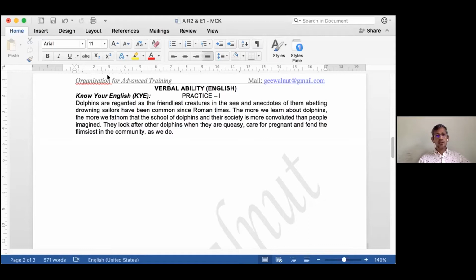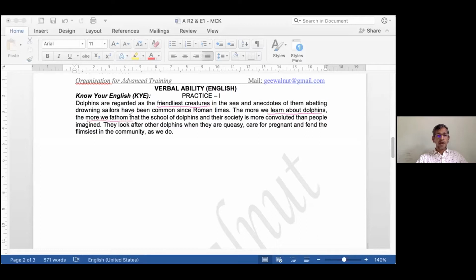So ultimately, when you look at this small paragraph, what exactly has been mentioned about dolphins? It is all about dolphins, but what is the core idea shared over here? Dolphins are regarded as the friendliest creatures in the sea. Anecdotes of them abetting the drowning sailors have been common since Roman times. The more we learn about dolphins, the more we fathom that the school of dolphins and their society is more convoluted. Ultimately, the author starts from the dolphin being the friendliest creature. So that's pretty much the introduction. And finally, it gets to what? The more we learn. So that is where he is getting into the core of this paragraph.